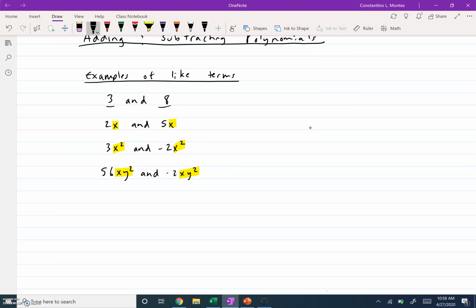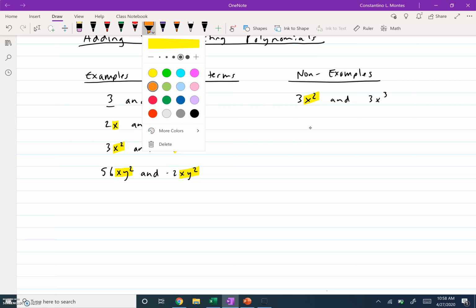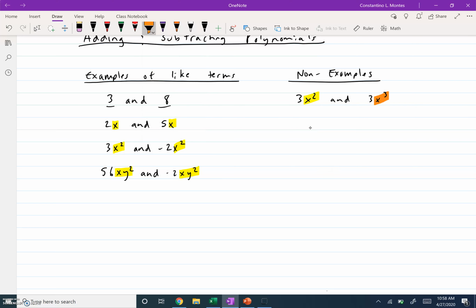All right. So these are examples, right? Some non-examples are going to be things like maybe me trying to combine 3x squared and 3x cubed. Those look a lot alike, except this has an x squared, whereas this right here has an x cubed, right? So because those two differ, we cannot combine them, right? So let's try another one. How about 5y cubed and 2x cubed?